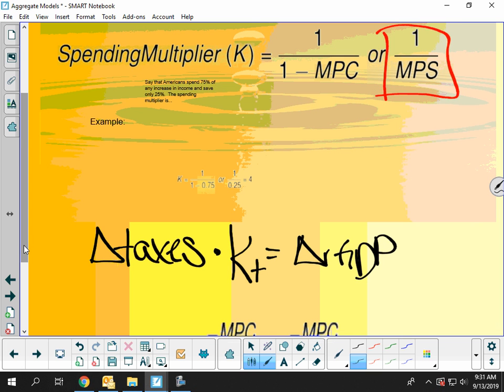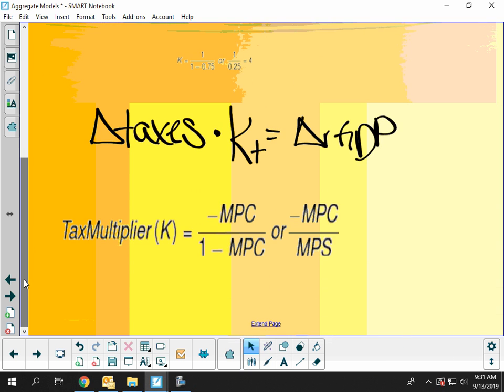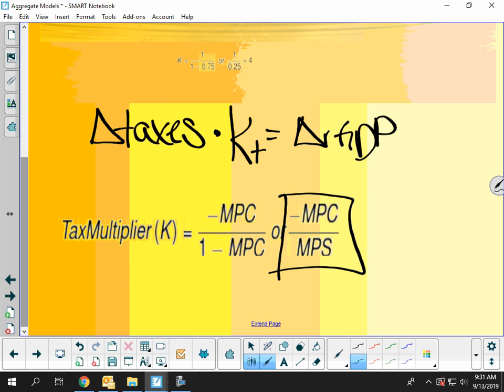And the tax multiplier equation is KT equal to either negative MPC over 1 minus MPC, or negative MPC over MPS, because remember, 1 minus MPC is MPS. So just memorize one of them. KS is 1 over MPS. KT is negative MPC over MPS. Notice how MPS, the marginal propensity to save, is in the denominator for both. So don't confuse the denominator. The denominator is the same. It's just that the numerator is going to be different.